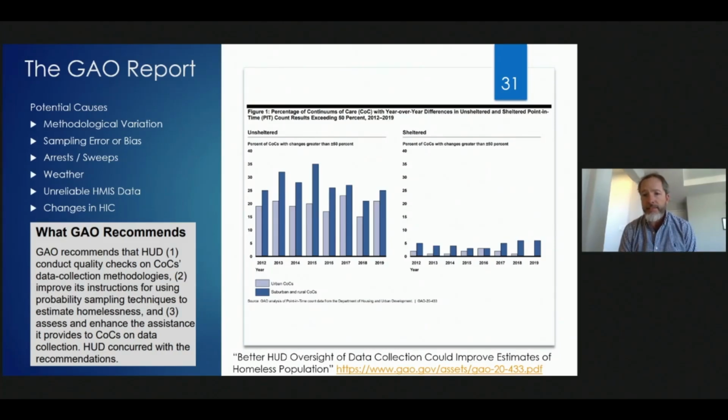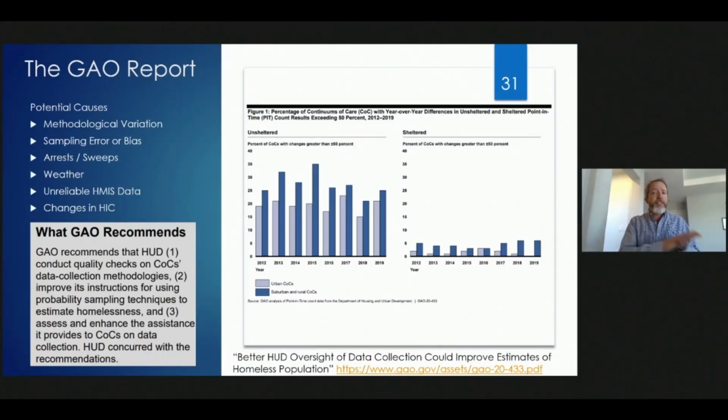There could be some sampling error or bias. Communities are struggling with getting enough volunteers, especially with COVID this year, but it's a big ask. You have some very large continuums of care. We support 13 balance of state COCs. Imagine trying to get enough volunteers to cover all of South Dakota or Nevada or Texas. It's not an easy task. So there could be some fluctuation with that as well. We do see in the news reports of increased arrests or sweeps right before some counts. I think you're seeing in the news that the homelessness issue is becoming more and more politicized. So we do have to have that lens on what's happening too.